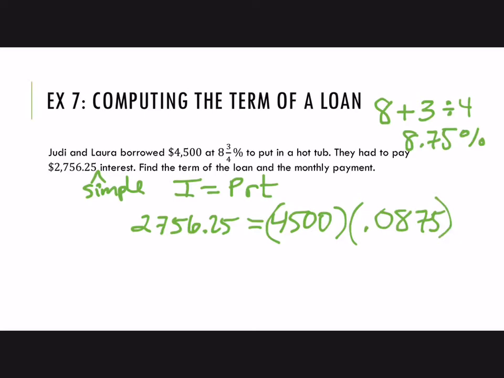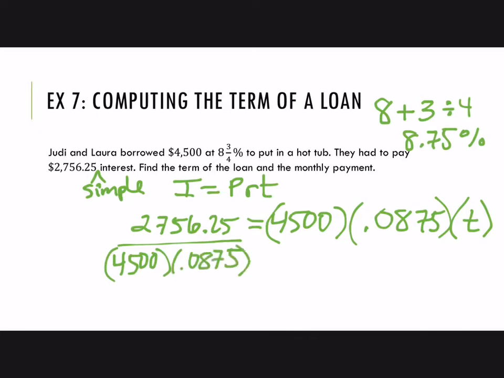And then the term of the loan, that's what we don't know. So this is times t. Same thing, we could multiply these two and then divide, or I could just right away divide by 4,500 and 0.0875. And that gives that t equals 7. Notice that this was an annual interest rate, so we can assume that the time is in years as well. So this is 7 years.